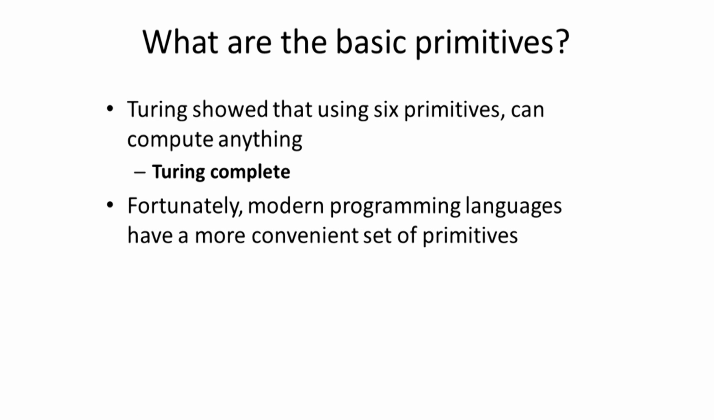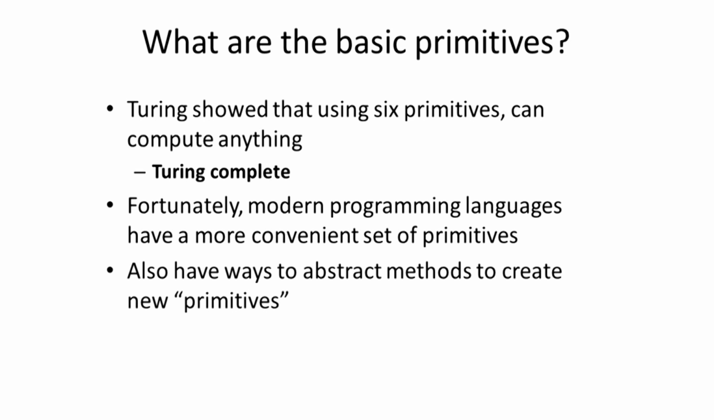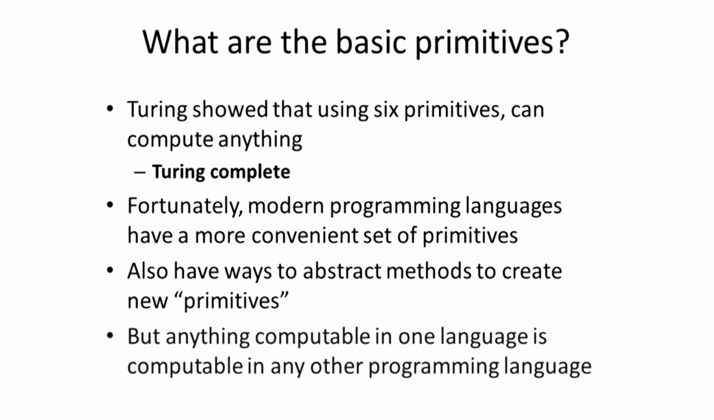Fortunately, modern programming languages have a more convenient set of primitives. And in the next lecture sequence, we're going to start talking about what those are in Python, the language we're going to use. Not only do we have a more convenient set of primitives, but a key thing a programming language will have is some way of being able to abstract methods, that is, take a description, that sequence of code that we've written, and use it to create a new primitive, thereby adding to the set of primitives that the system can use. But nonetheless, as we've seen, just starting from 6 primitives, we can build up an entire array of computation, and anything computable in one language is going to be computable in any other programming language. And that's amazing.